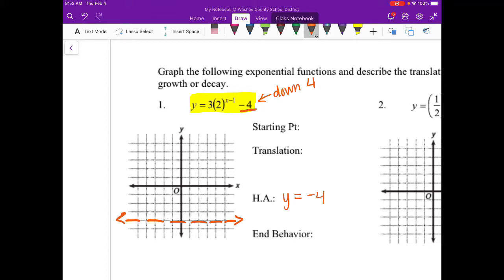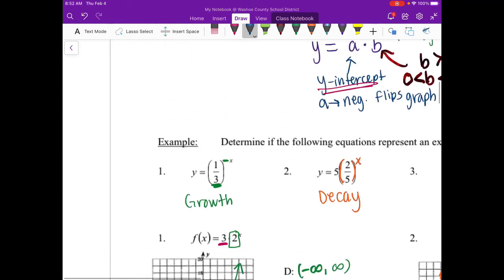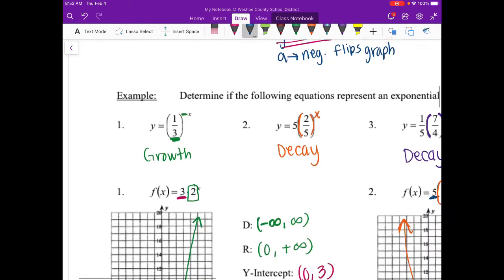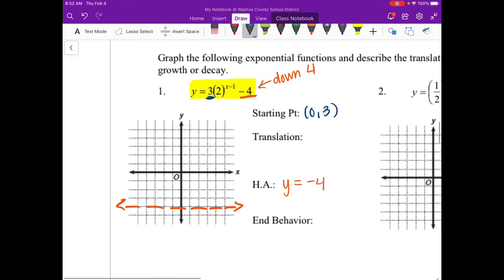And then here is how we get our new starting point. So before, I would just look at the 3 and say, oh, my starting point is supposed to be 0, 3. I know that based on the a value in front, right? We looked at that in the previous page. So my starting point is originally supposed to be 0, 3. However, I then apply a translation to it. Now, this is telling me to shift, and this -4 is telling me to shift. So the x -1 is telling me that I'm moving right 1.